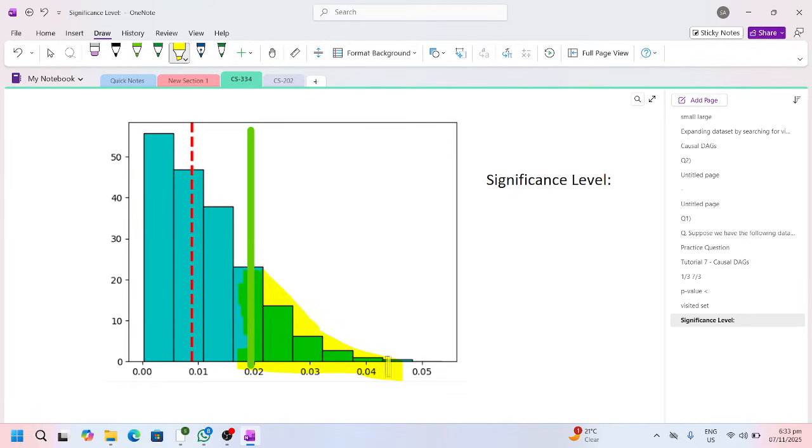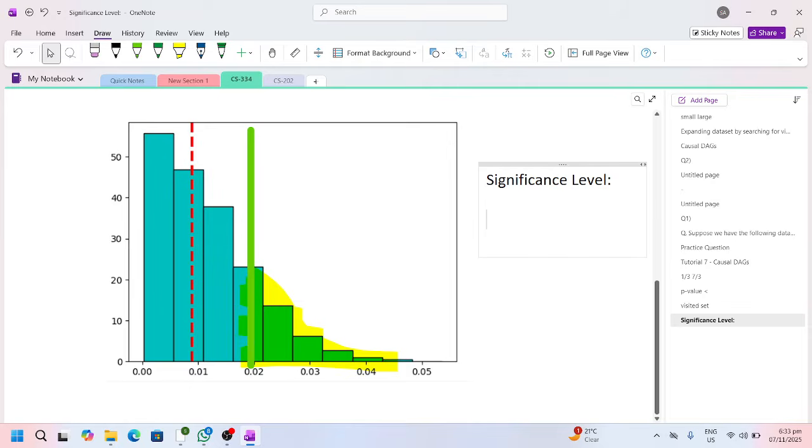Since जो मैंने data generate किया है, it is a distribution. So the area under my entire distribution will sum up to 100%. जो region yellow में highlighted है, the percentage of area, this is the percentage of area in the tail of my distribution. This is called my significance level.